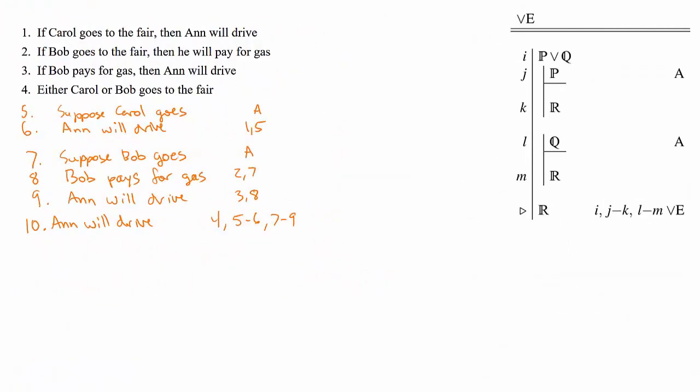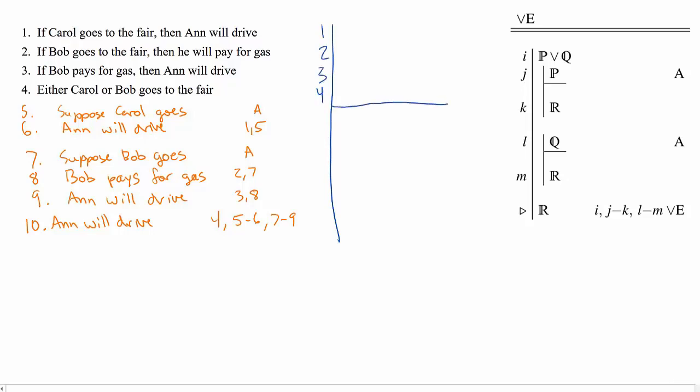Now let's see how the corresponding derivation would go symbolically. If we symbolize the premises as primary assumptions, we get C arrow D for Ann will drive, B arrow P for Bob pays for gas. The third one would go to P for if Bob pays for gas, then Ann will drive. And the fourth primary assumption will be C or B. And our goal here, of course, is to get to D, Ann will drive.